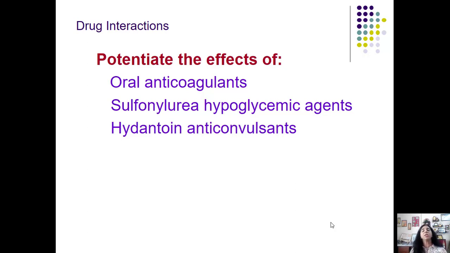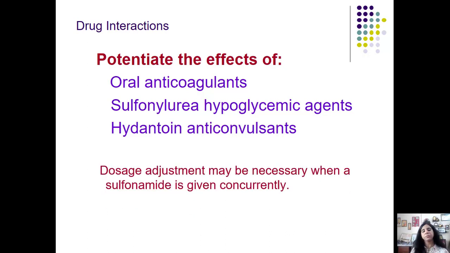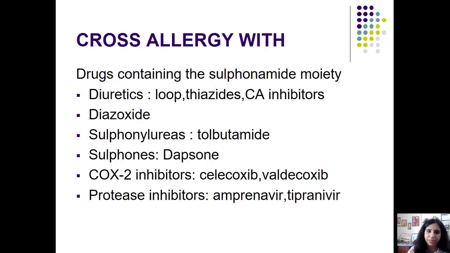So a patient who is a diabetic, who is on a sulfonylurea therapy, might face more episodes of hypoglycemia, and they might potentiate the effect of hydantoin anticonvulsants, the phenytoin-like anticonvulsants, because they will retard the metabolism of phenytoin. So dose adjustment may be necessary when a sulfonamide is given concurrently.